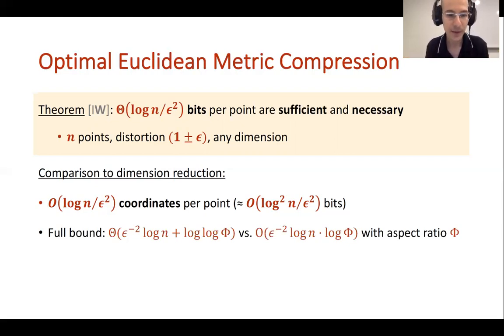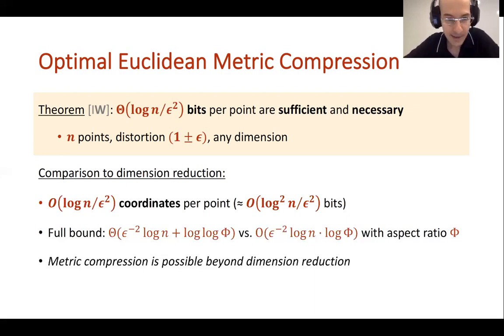So in the most general case, your metric space has aspect ratio phi. This means that the distances range from, for example, 1 to phi. And then the optimal bound is log n over epsilon squared plus log phi, versus what you get from dimension reduction, which is log n over epsilon squared times log phi. And the upshot of all this is that indeed metric compression is possible beyond dimension reduction in a worst case asymptotic sense. So this is one result.